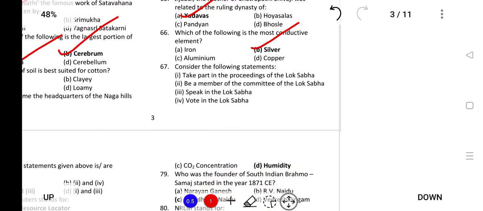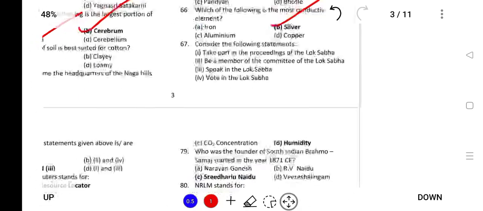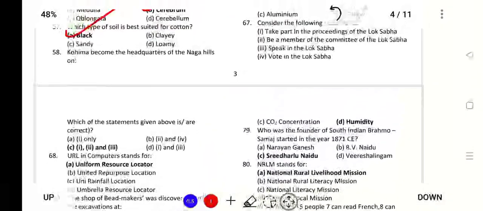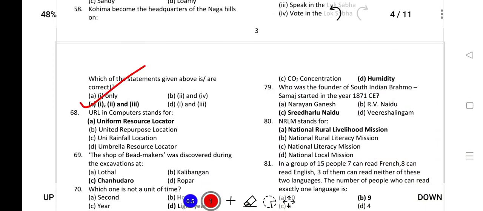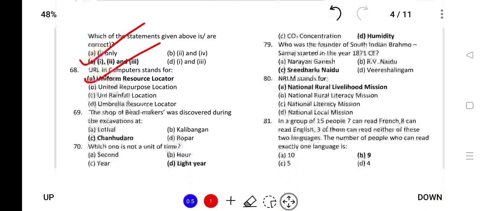Consider the following statements. A nominated member can take part in the proceedings of the Lok Sabha, become a member of a committee of the Lok Sabha, become the Speaker of the Lok Sabha, vote in the Lok Sabha. So which of the following statements is correct? All of them are correct. URL stands for Uniform Resource Locator.